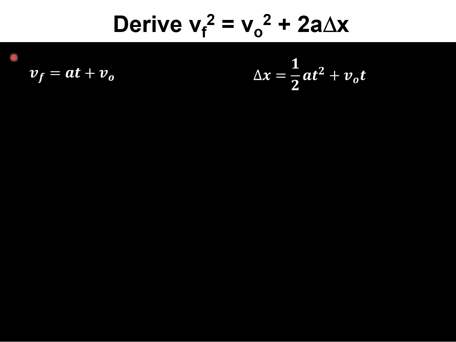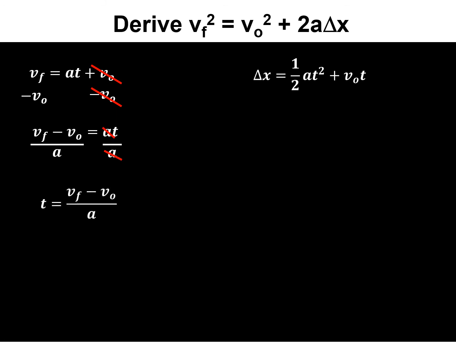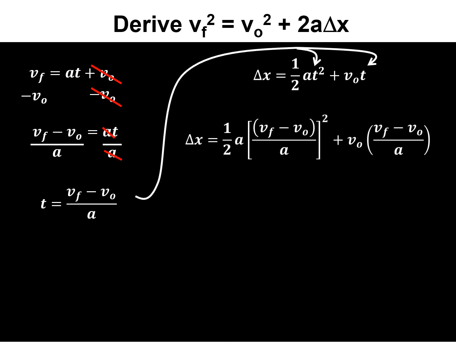So what we're going to do is take this equation right here and isolate time. We subtract initial velocity from both sides, and then divide both sides by acceleration. That gives us that time is equal to final velocity minus initial velocity divided by acceleration. Then we take that time and plug it into the other equation wherever we see time. That gives us displacement equals 1/2 times acceleration times (final velocity minus initial velocity over acceleration), this part right here, which was time, squared, plus the initial velocity times, again, time, which is final velocity minus initial velocity over acceleration.